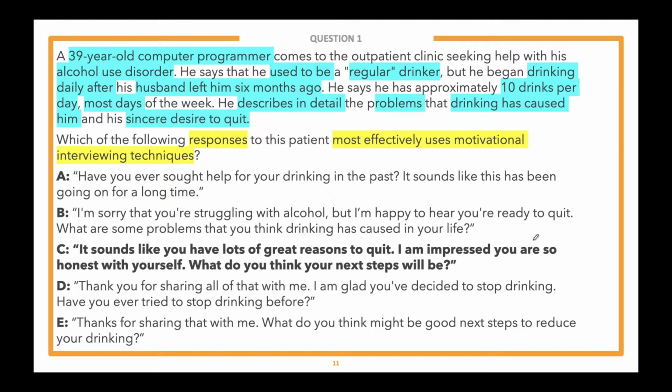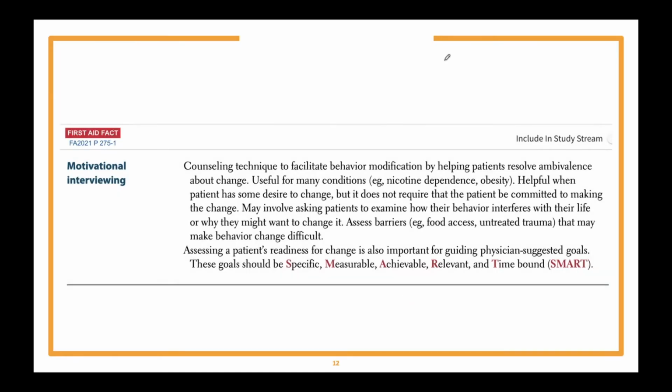So the important thing here, and this is part of the reason that we recommend highlighting key phrases even in the lead-in, is that it asks about what most effectively uses motivational interviewing techniques, okay? So let's take a look at the next slide. Sean has pulled up a nice table from First Aid that talks about motivational interviewing. It's a counseling technique that helps facilitate behavior modification with nicotine dependence, alcohol use, obesity, okay?